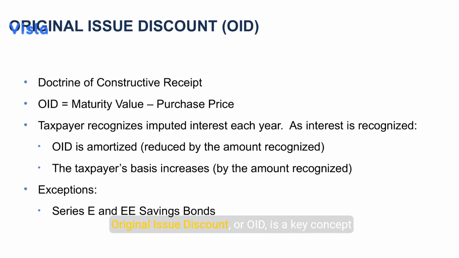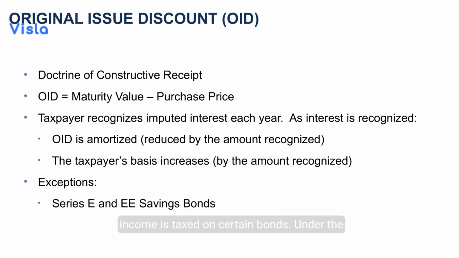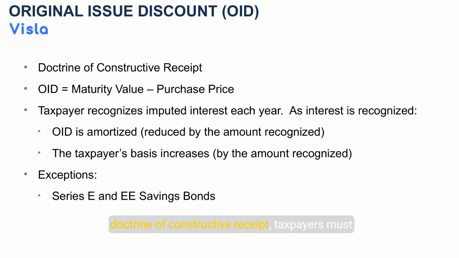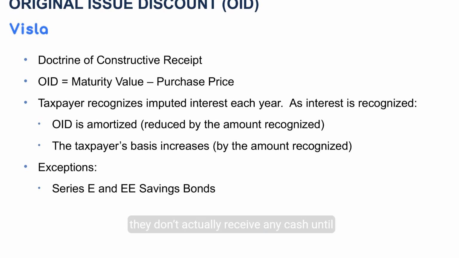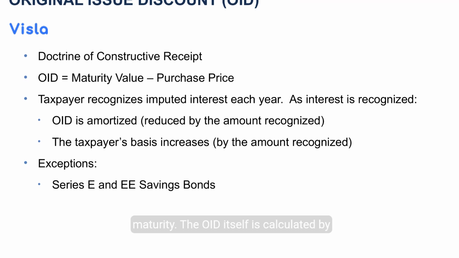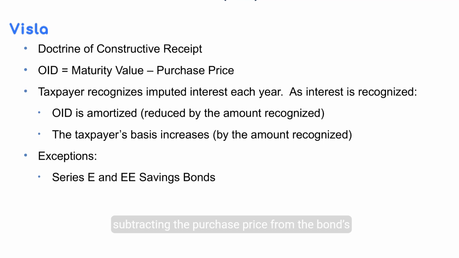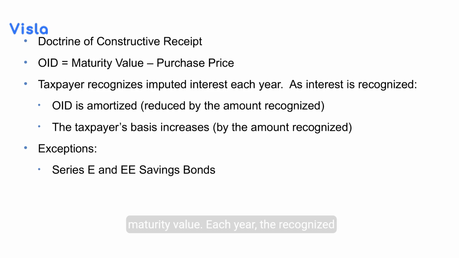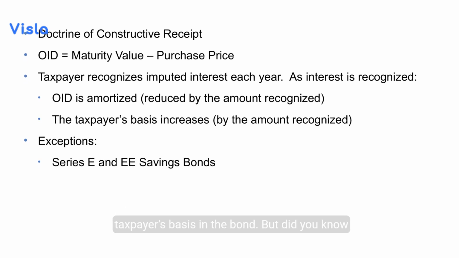Original issue discount, or OID, is a key concept when it comes to understanding how interest income is taxed on certain bonds. Under the doctrine of constructive receipt, taxpayers must recognize imputed interest every year, even if they don't actually receive any cash until maturity. The OID itself is calculated by subtracting the purchase price from the bond's maturity value. Each year, the recognized interest reduces the OID and increases the taxpayer's basis in the bond.